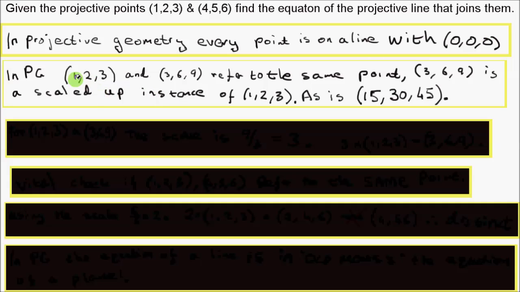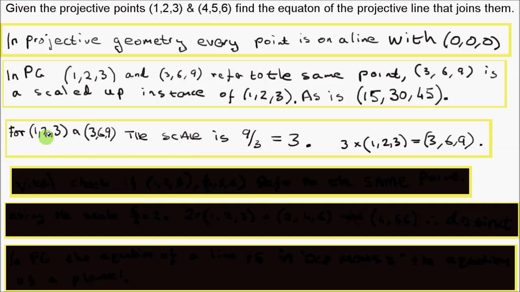Also in projective geometry, the point with coordinates 1, 2, 3 and the point with coordinates 3, 6, 9 refer to the same point. Coordinates 3, 6, 9 is a scaled up instance of 1, 2, 3. So too is coordinates 15, 30 and 45. For the case of coordinates 1, 2, 3 and coordinates 3, 6, 9, the scale is 9 divided by 3. I'm using 9 from these coordinates and dividing by 3 in these coordinates to get 3.